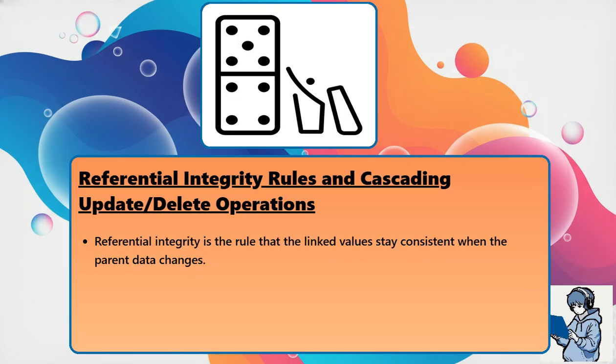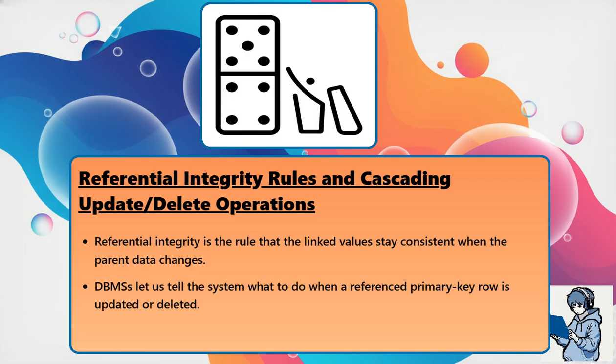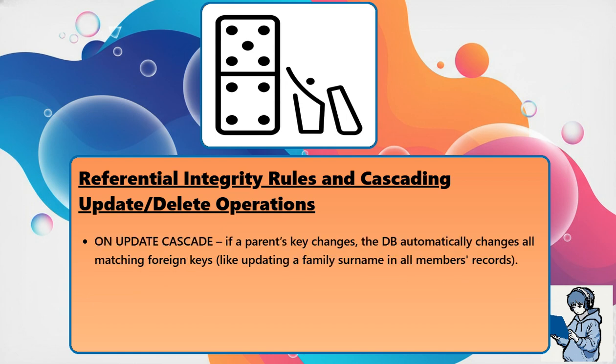Referential integrity is the rule that the linked values stay consistent when the parent data changes. DBMSs let us tell the system what to do when a referenced primary key row is updated or deleted. On update cascade, if a parent's key changes, the DB automatically changes all matching foreign keys, like updating a family surname in all members' records.